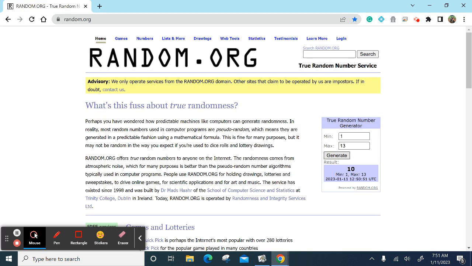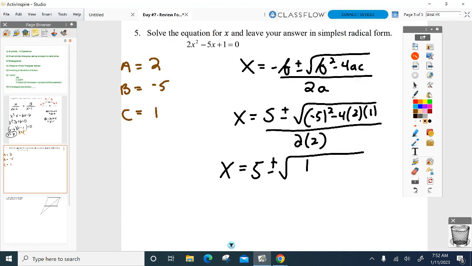What is the number you get underneath the radical? 17. Nice work. All over 4. Now I would look to break down 17 if I could. Can I break down 17? I cannot. But probably on the test, you're going to be able to break down that radical, so be prepared for that. There's no perfect square that goes into 17, so I'm done.